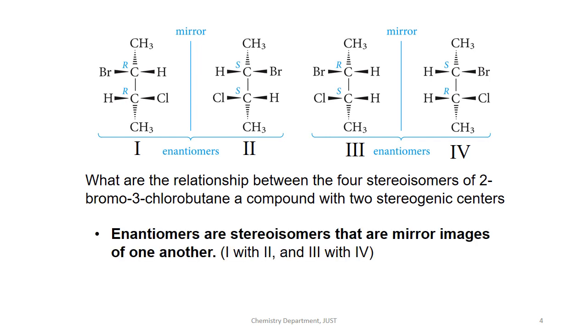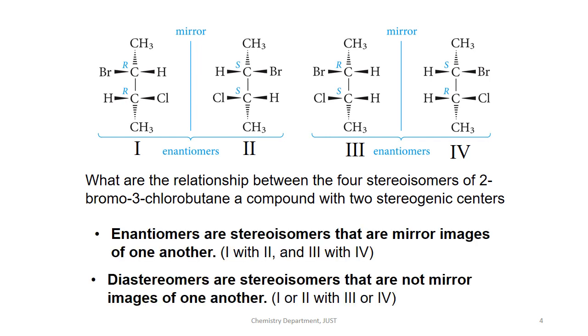Now we will have another kind of stereoisomers called diastereomers, which are stereoisomers that are not mirror images. So the relationship between 1 and 3, or 1 and 4, is diastereomers. 2 with 3 or 2 with 4 are diastereomers because they are not mirror images. So we introduce a new kind of stereoisomers called diastereomers. And the definition of diastereomers is stereoisomers that are not mirror images.